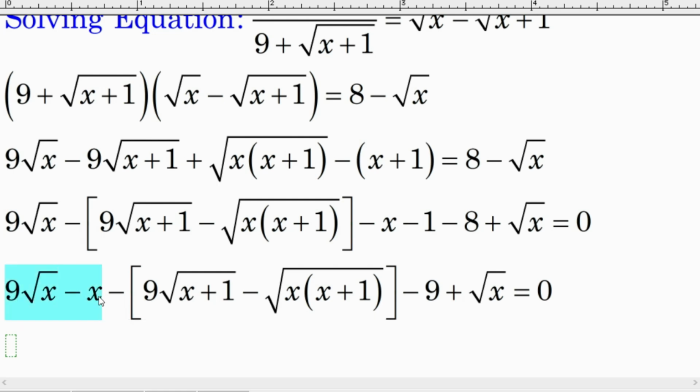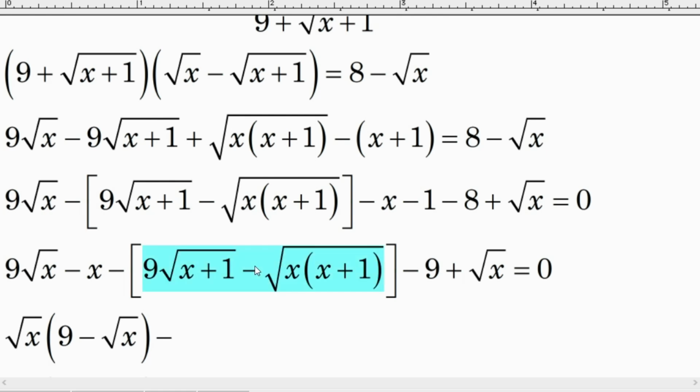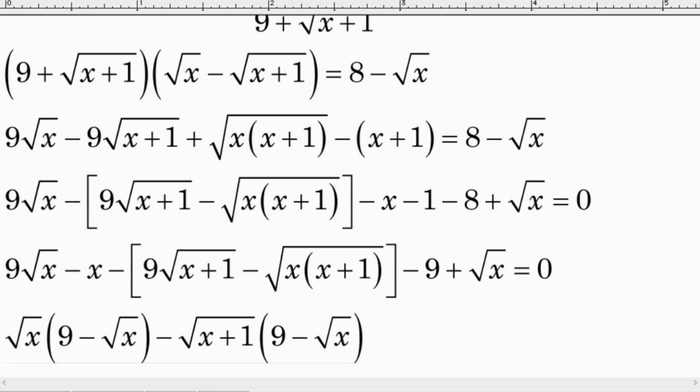For these two terms here, I can take square root of x in common, then we will get square root of x and then 9 minus square root of x. Okay, and then for these two terms here, we can take square root of x plus 1 in common, and then we will get 9 minus square root x as well. And for these two terms, we can just take negative sign in common, then we will get 9 minus square root of x equal to 0.